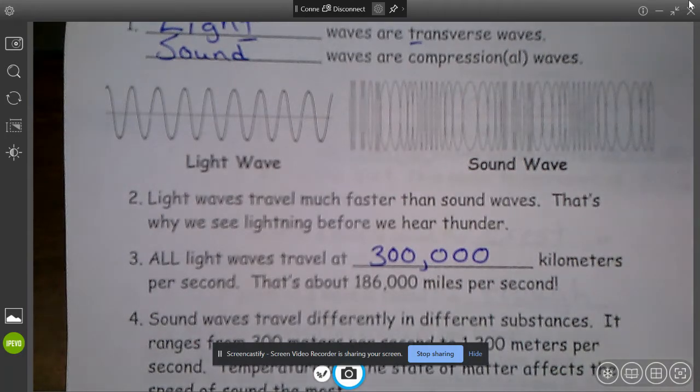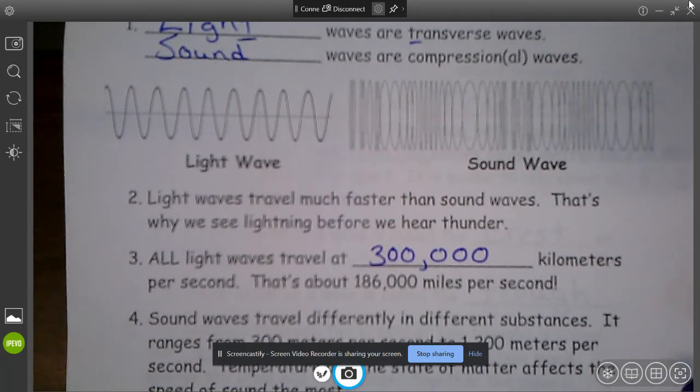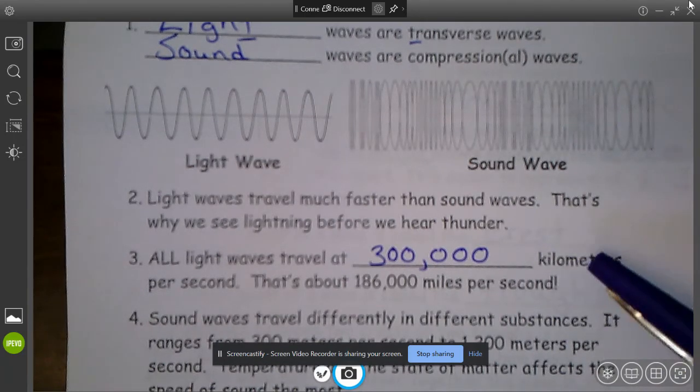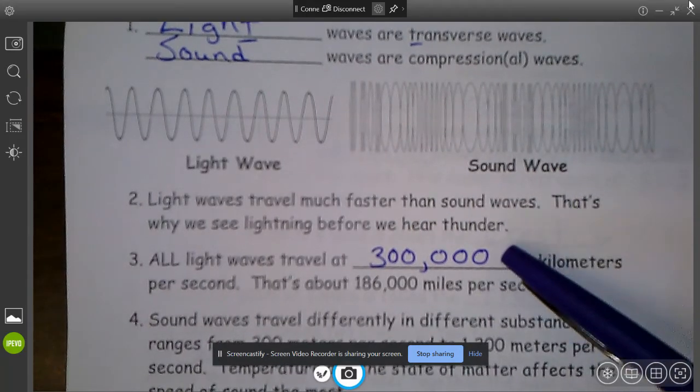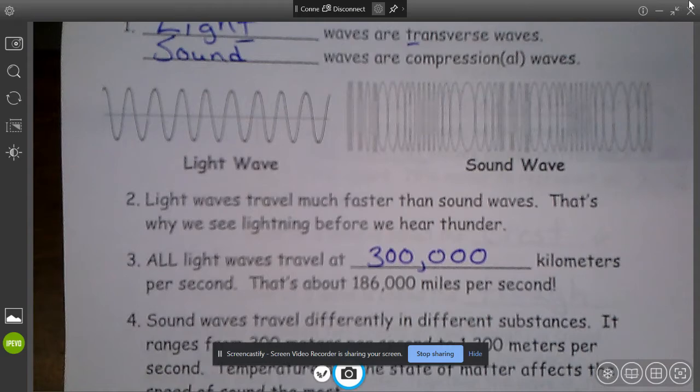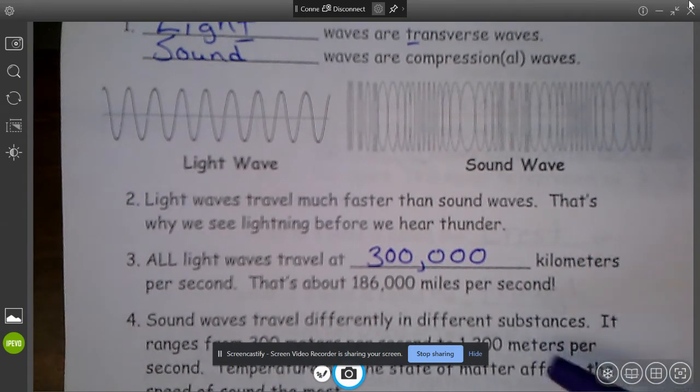Sound waves travel differently in different substances. It ranges from 300 meters per second to 1,200 meters per second. So you can see the difference, right? And this is meters, and this would be kilometers. So we would have to add 3 more zeros to this to do meters. So it's 300 million meters per second and 300 to 1,200 meters per second for sound. So sound's much slower than light. Temperature and state of matter affects the speed of sound the most. So since sound has to go through matter, how close the particles are together affects how fast it moves.